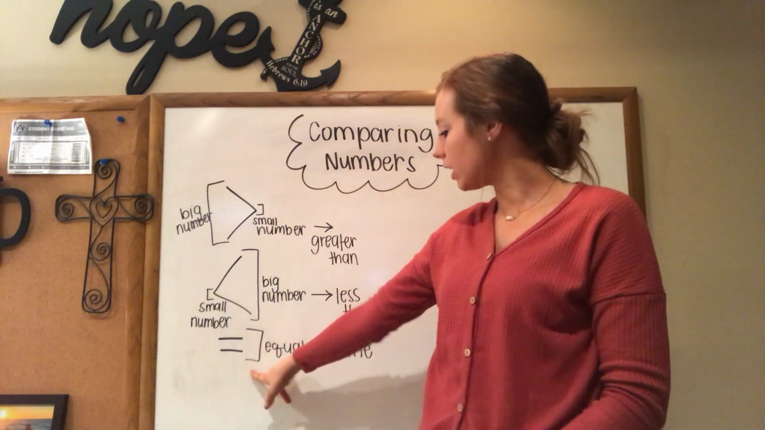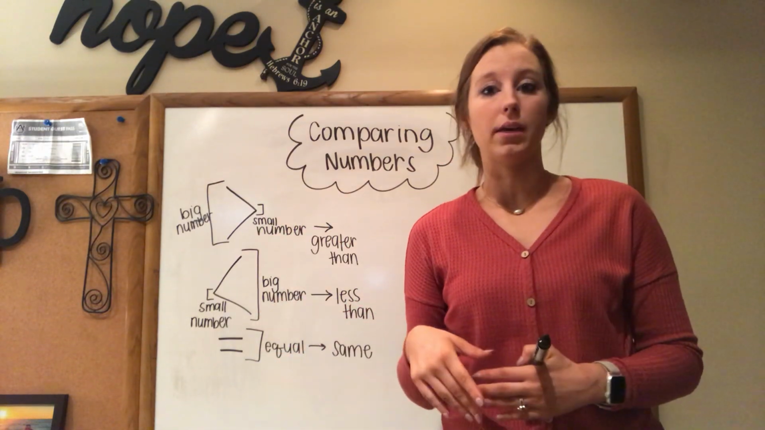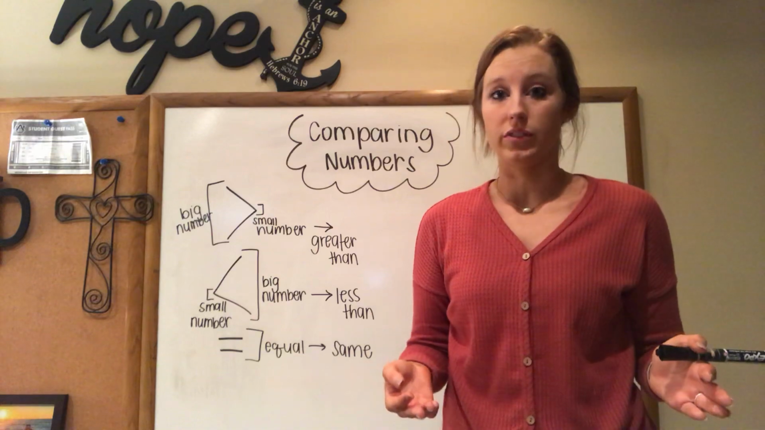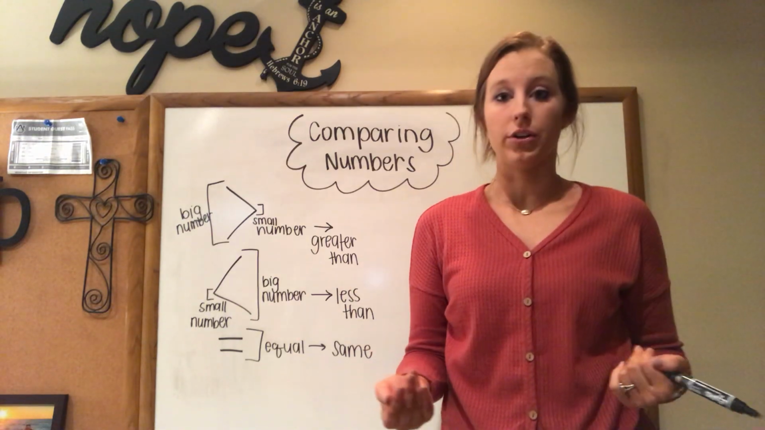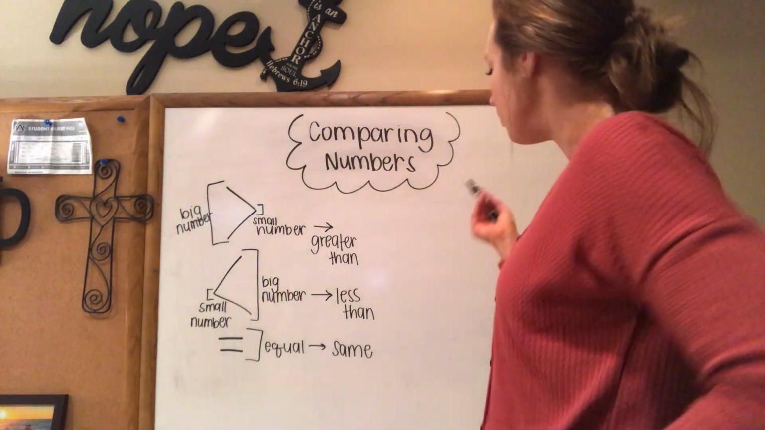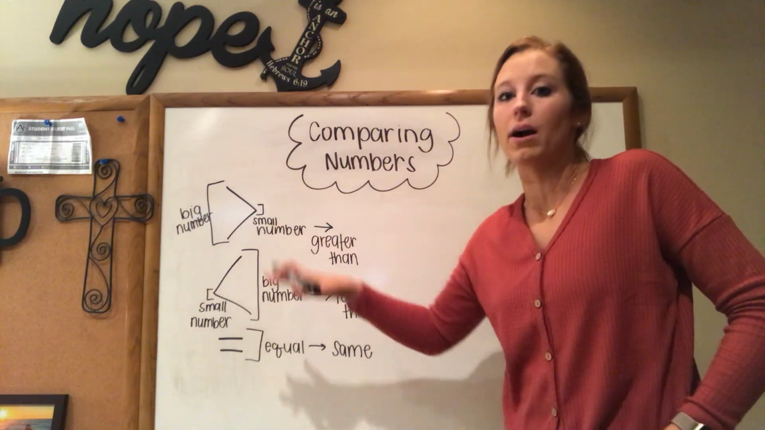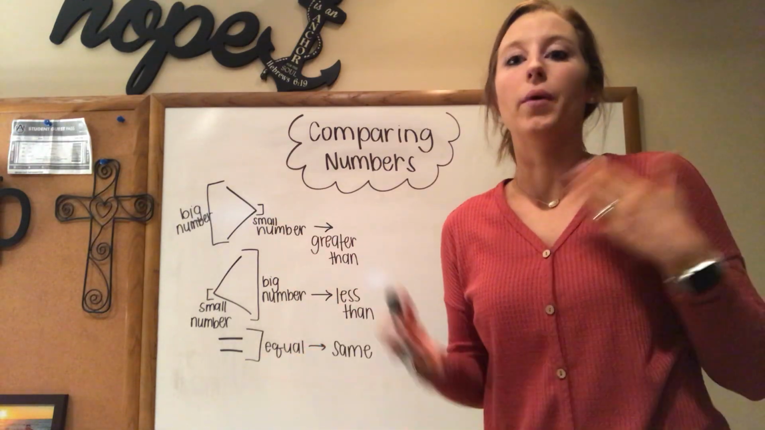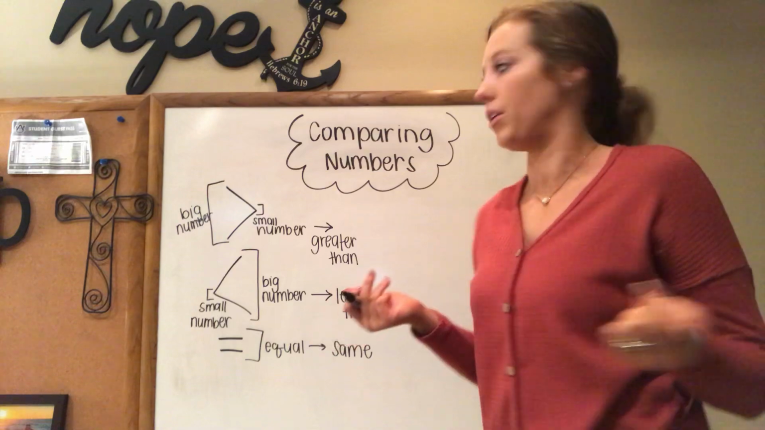And then when we see the equal sign, it just means the same. So that would be like 58 is equal to 58. 32 is equal to 32. So we're going to do just some examples, just talking about the symbols, and then we'll talk about how do we know if it actually is greater than or less than?